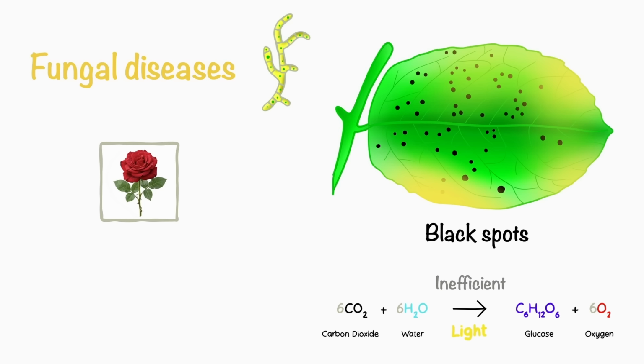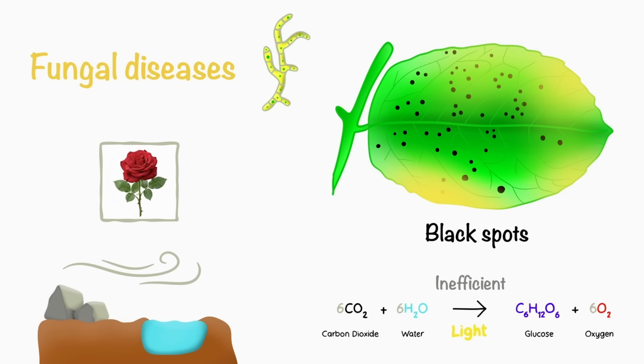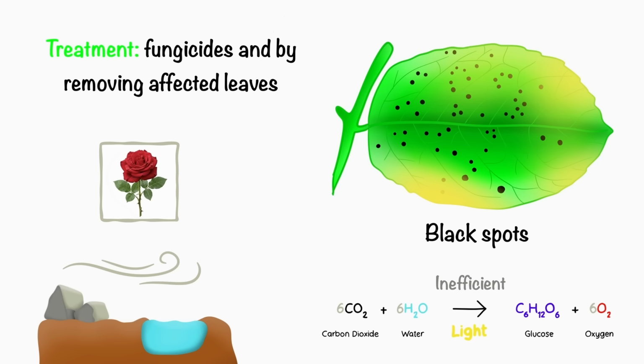This means less energy for growth and flowering. The fungus spreads through the environment by water or wind. Wet conditions particularly favor its development. Gardeners can treat rose black spot with fungicides and by removing affected leaves. Good air circulation around plants also helps prevent infection.